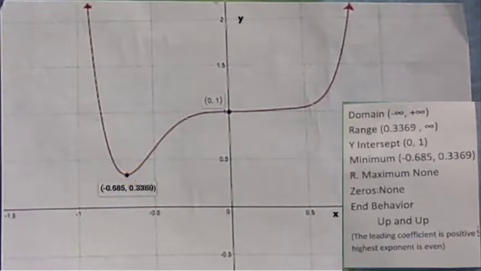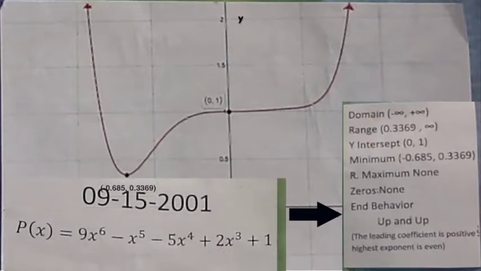The relative maximum is the top of a crest on the inside of a polynomial function. My function does not have a crest, and so does not have a relative maximum. My function doesn't have any zeros because a zero is when the y value of a specific point equals 0, and none of my points touch the x-axis. The end behavior of my function is up and up because the first coefficient is positive and the highest exponent is even.